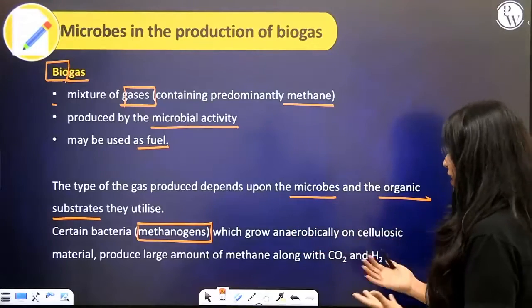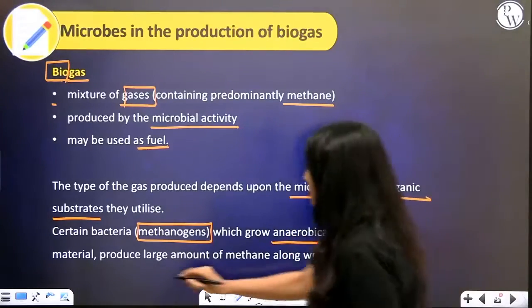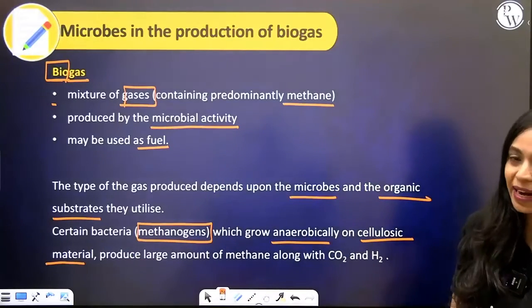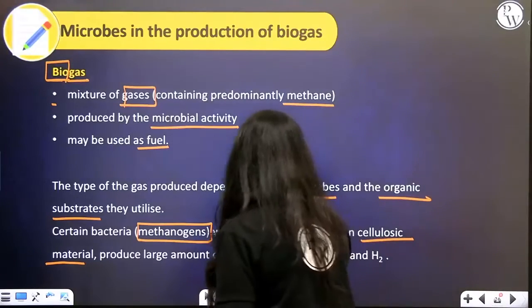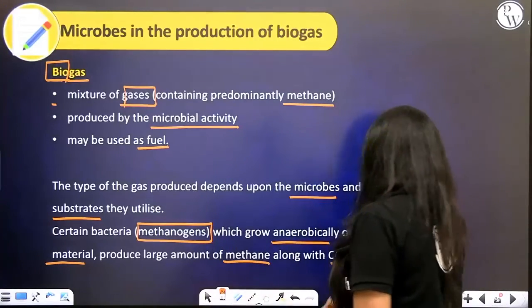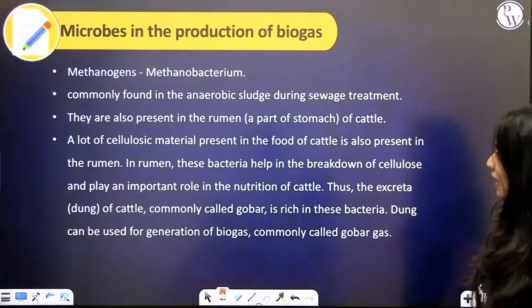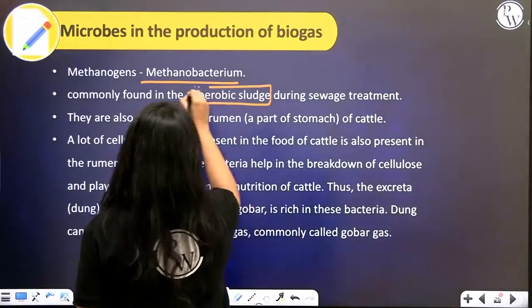These bacteria will grow anaerobically on cellulosic material. Cellulose is present where? It is present in the cell walls of plant cells, right? So it will grow on cellulosic material and it will produce a large amount of methane along with carbon dioxide and water. One example for a methanogen is Methanobacterium. Where do you find this? You can commonly find this in anaerobic sludge.